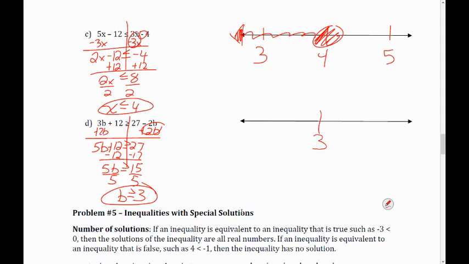3 goes in the middle. 4 to the right. 2 to the left. Circle it in. Shade it in because we include 3. Greater than means we shade to the right.